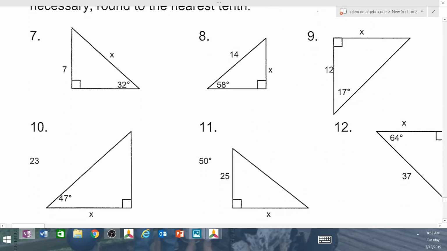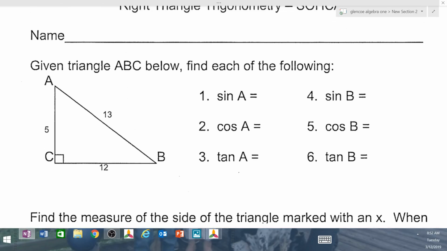Okay, and that's basically all I was asked to cover with you to prep you for geometry next year. Your geometry teachers are going to take it a little deeper. We don't need to find a missing side at this point.